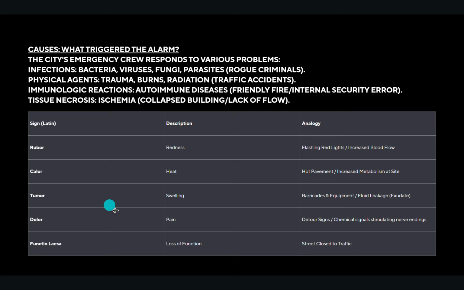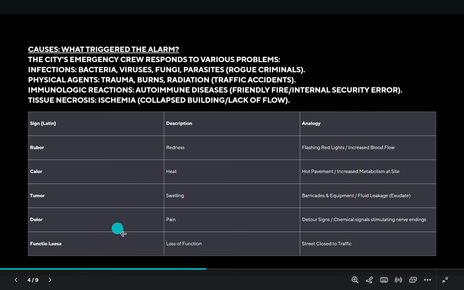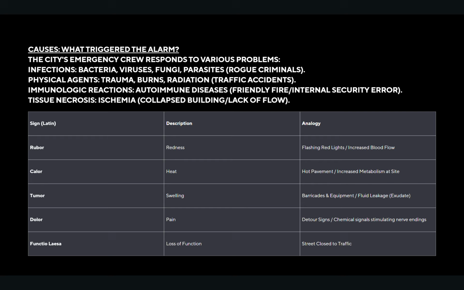Then we could see tumor. That's swelling. These are the giant barricades and equipment. Swelling is just fluid leakage from the blood vessels into the tissue. Then we could see dolor. It's pain. The detour signs, the chemical signals irritating your nerves. Then we see functio laesa, oh, that's a fancy term. Loss of function. The street is simply closed to normal traffic.